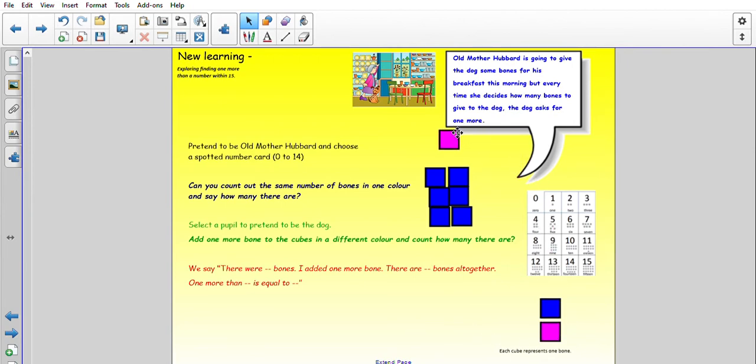He wants 1 more. So how many have I got now? 6 and 1 greater is 7. Well done. So I can use my STEM sentence. There were 6 bones. I added 1 more bone. There are 7 bones altogether. So I can say 1 more than 6 is equal to 7.